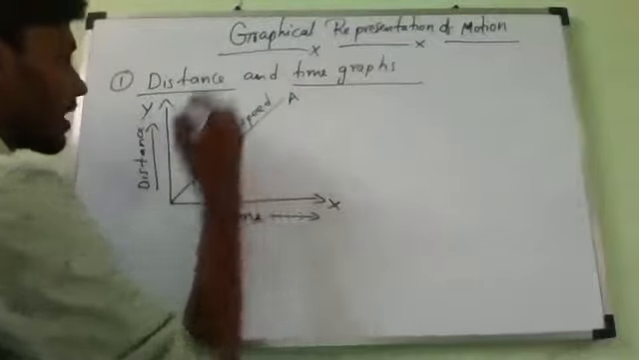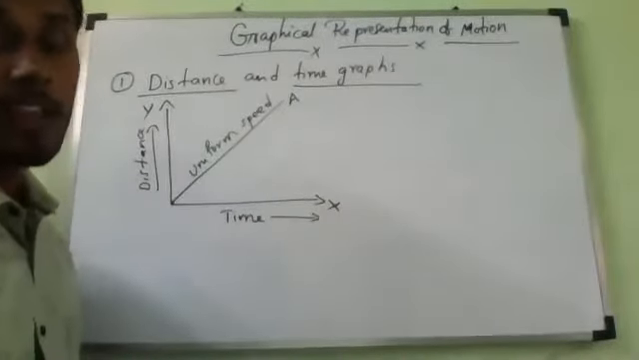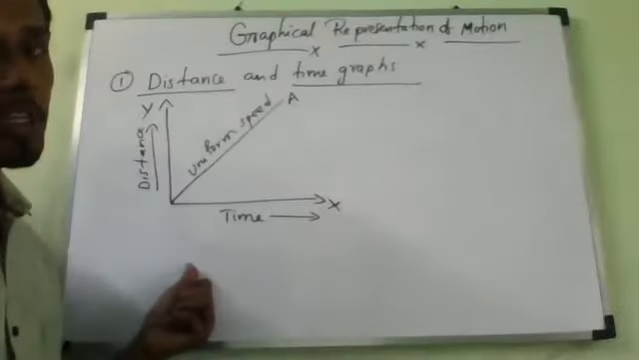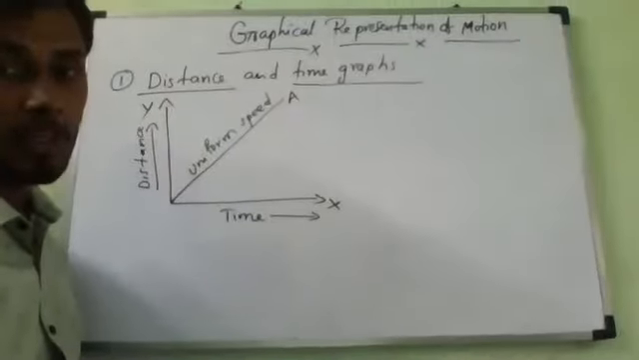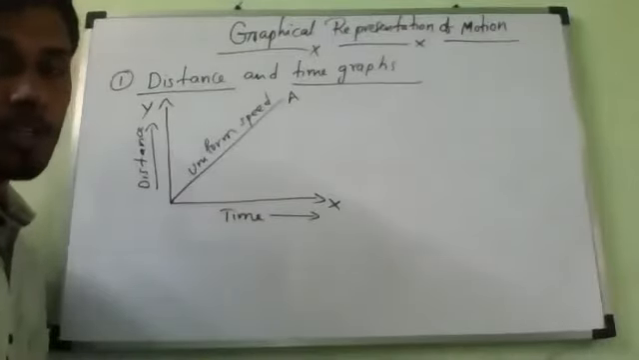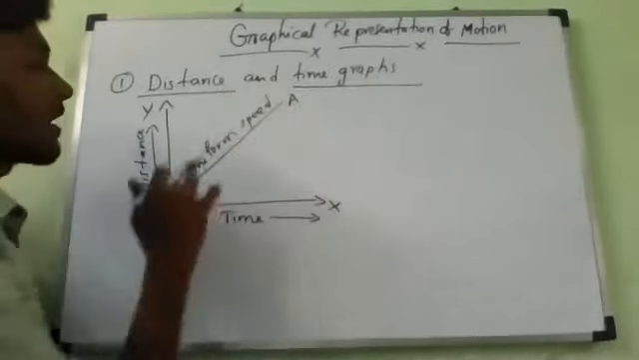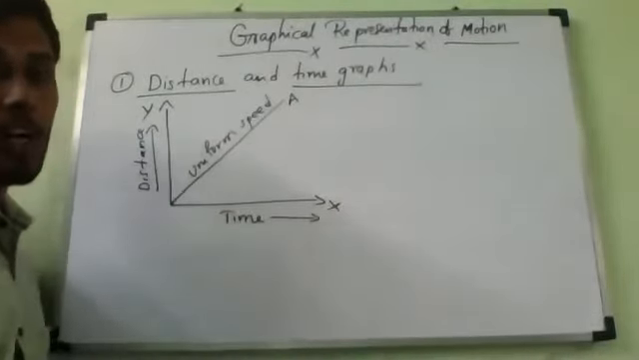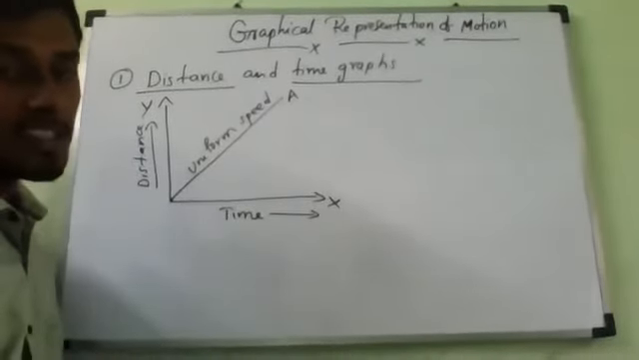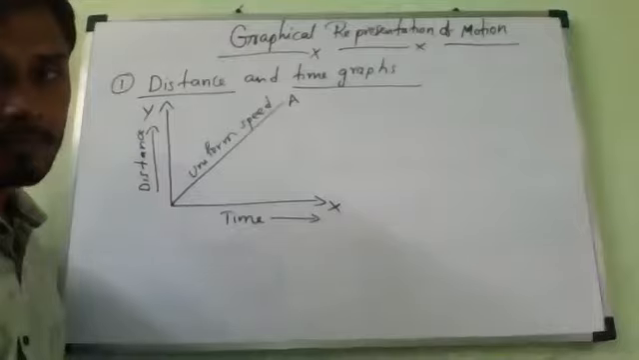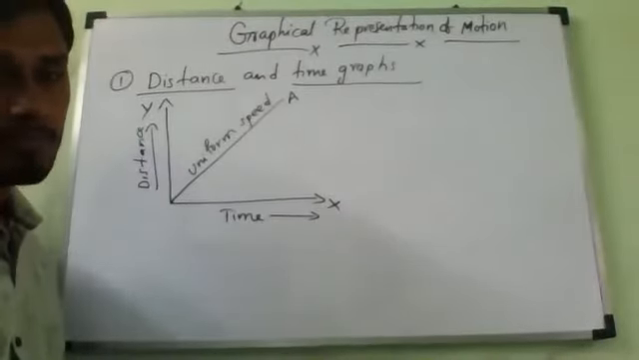Always remember, a distance-time graph will give you an understanding of speed. We can say that the distance-time graph of a body moving at uniform speed is always a straight line. Pradosh, what will a distance and time graph give you? Others are not speaking. Speed, that is what I am saying.